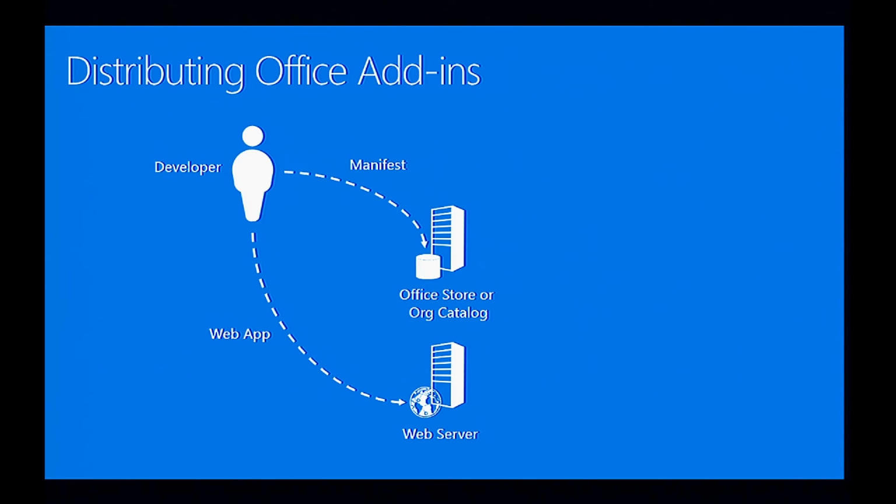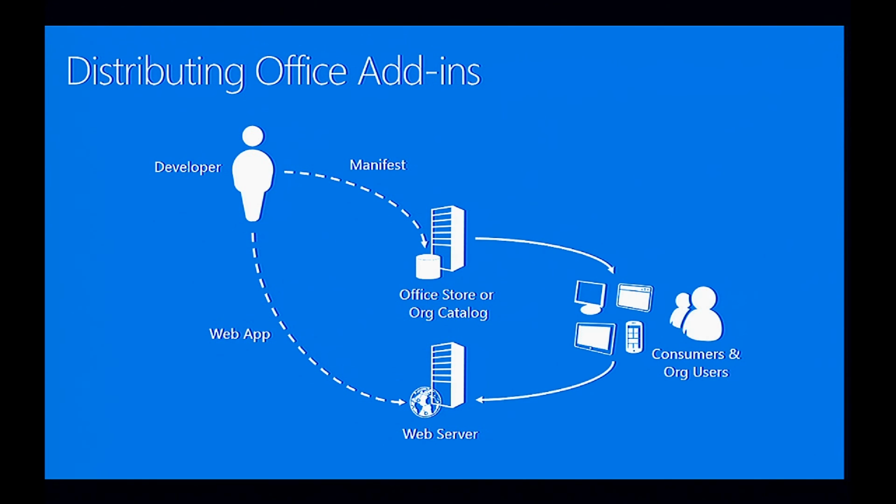And there are 2 main catalogs. One is the global Office store. Every Office user around the world has access to the store, so you can publish your manifest to the store and make it available worldwide. Or within your enterprise, your admin can set up a corporate catalog, and you can deploy that manifest to that corporate catalog and make it available only to those users.